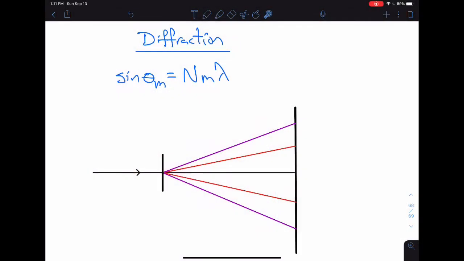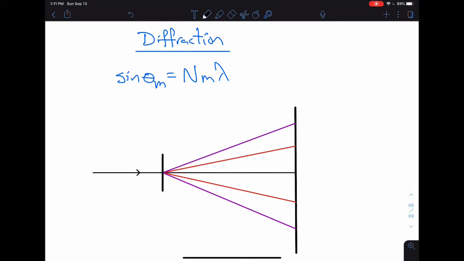So this is the formula for diffraction grating. Sine of theta sub m equals N times m times lambda. Lambda, of course, is the wavelength. Big N, right here, this is the number of lines per unit distance. So lines per meter, lines per centimeter, lines per millimeter. It's the linear line density on the diffraction grating.